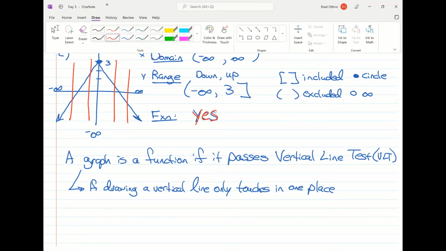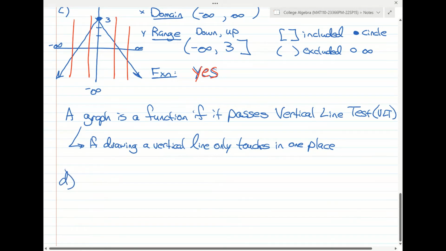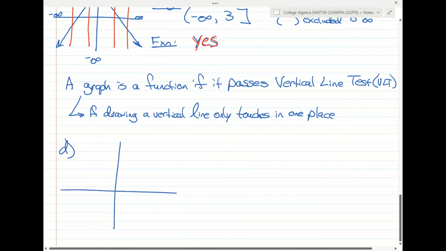We'll do one more graph. We'll talk about something a little bit different. What about if we had an ellipse? The ellipse went to the right 4 units, the left 4 units, and went up 2 and down 2. Now what's the domain? What's the range? And is it a function?